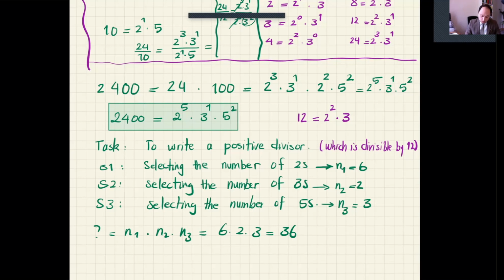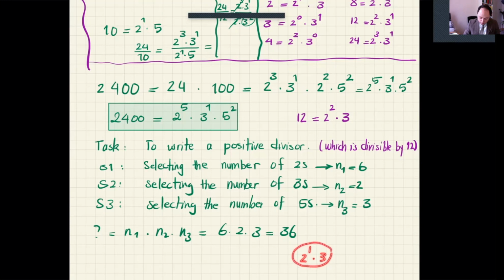Yes, my answer was wrong. It should be 12. Okay, but the idea is clear. The idea is that I want to have this divisible by this. So it means that there is a minimum number of 2s that I can choose. For example, I cannot choose only 1 2 and 1 3. Of course, this is a divisor of 2400, but it is not divisible by 12, because 12 has one more 2. If I divide them, 3 and 3 are canceled, but the answer becomes 1/2, which is not an integer.